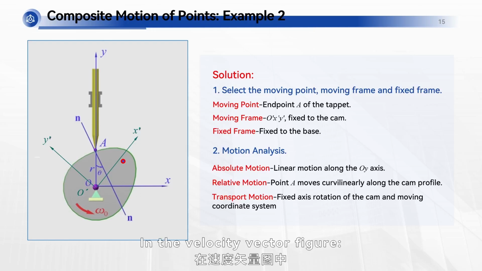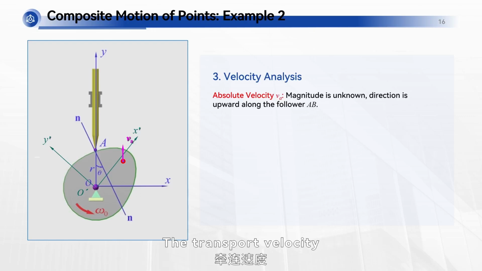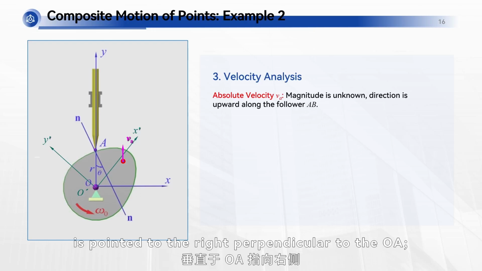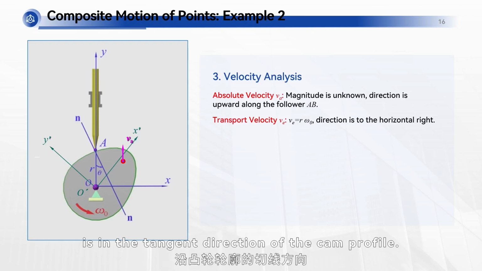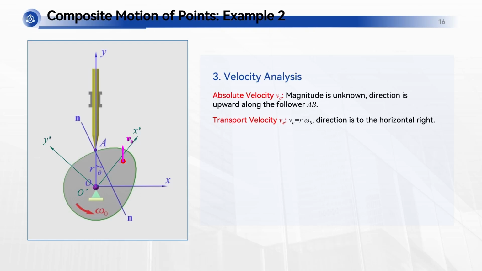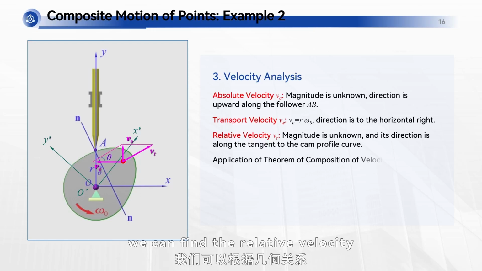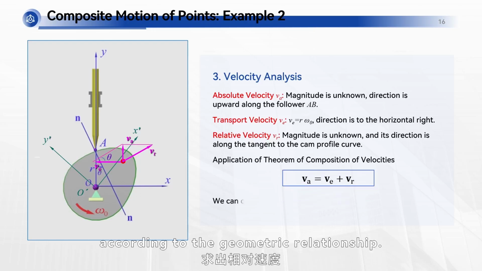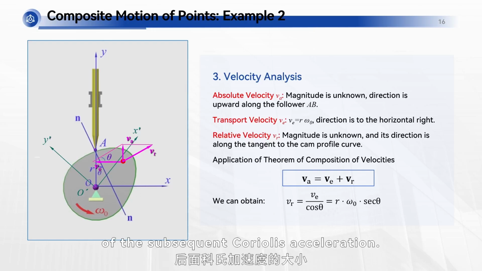In the velocity vector figure, the absolute velocity is vertically upward. The transport velocity is pointed to the right, perpendicular to the OA. The relative velocity is in the tangent direction of the cam profile. Using the theorem of composition of velocities, we can find the relative velocity according to the geometric relationship. This vR will directly affect the magnitude of the subsequent Coriolis acceleration.